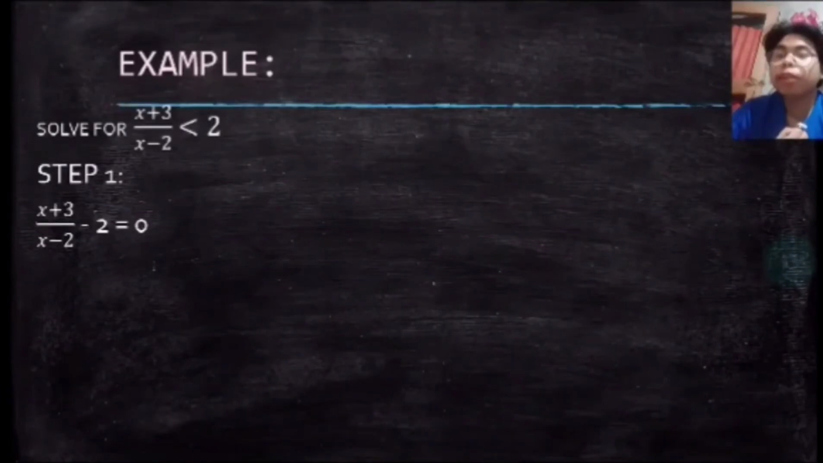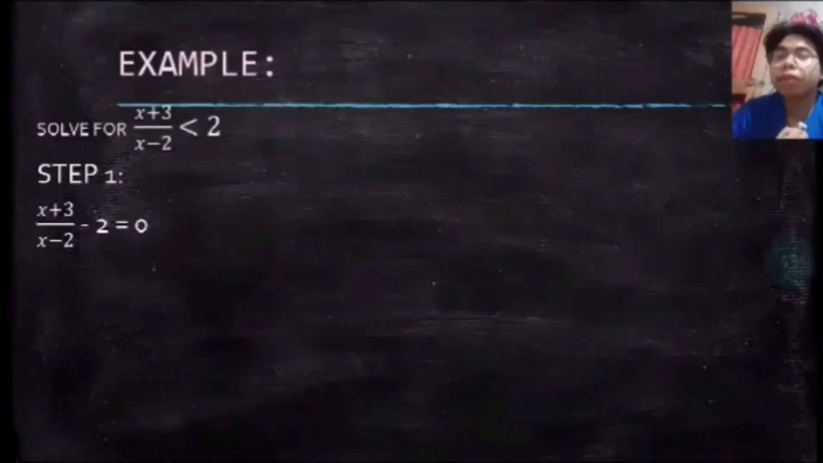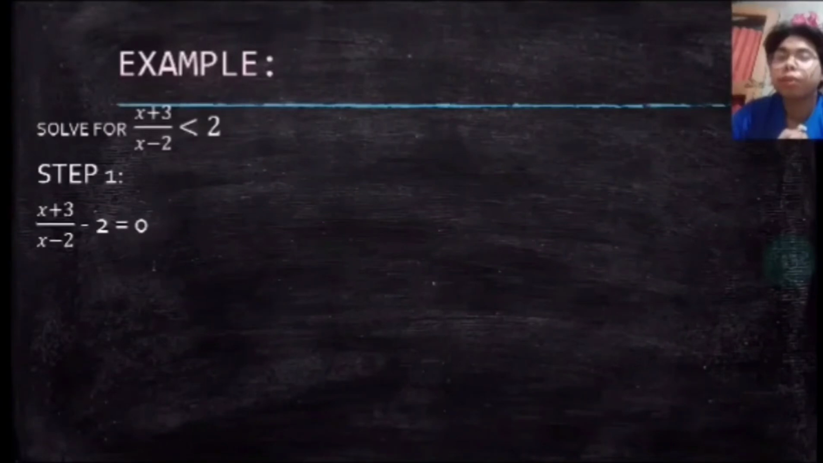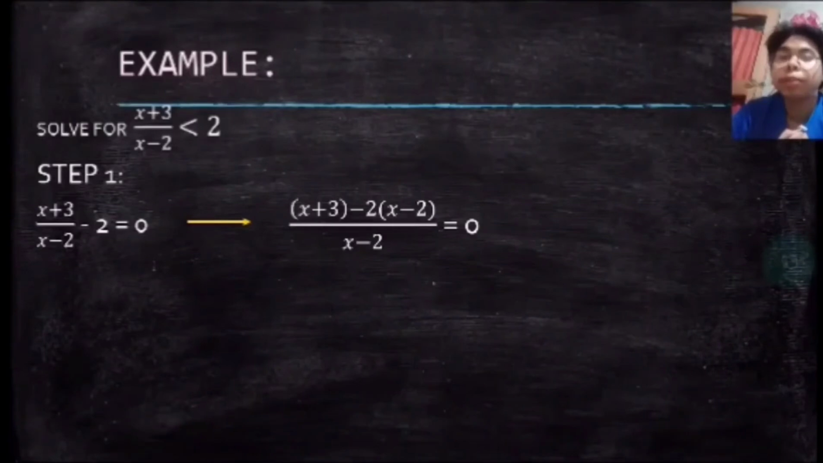2. First step, we'll transpose 2 to the left side in order for it to become equal to 0. So we will have x plus 3 over x minus 2 minus 2 equals 0. Next step is we'll find its LCD. So negative 2's denominator is 1. So our LCD is x minus 2.